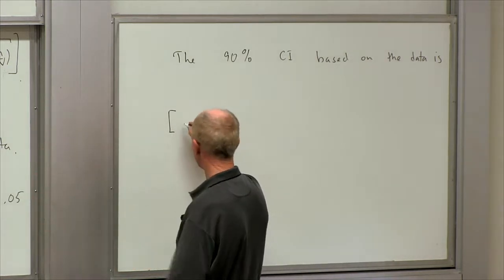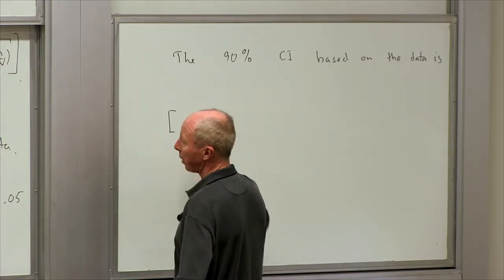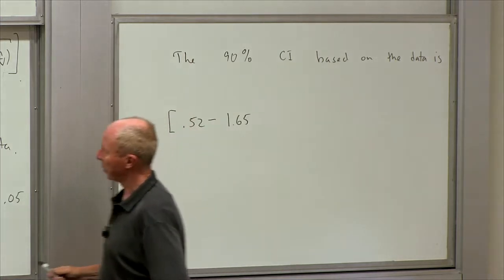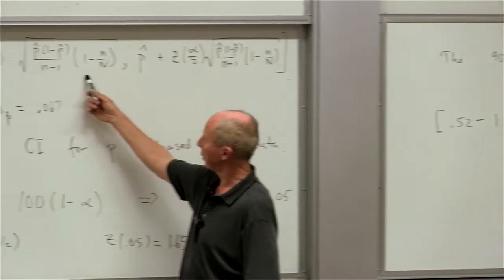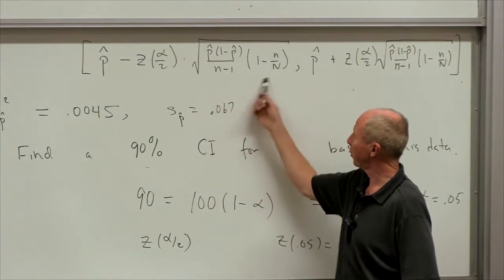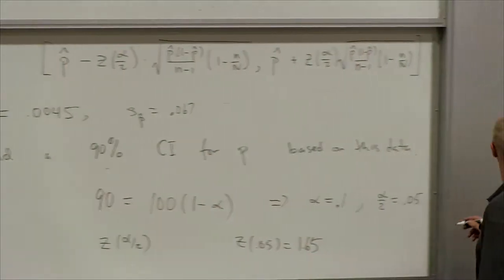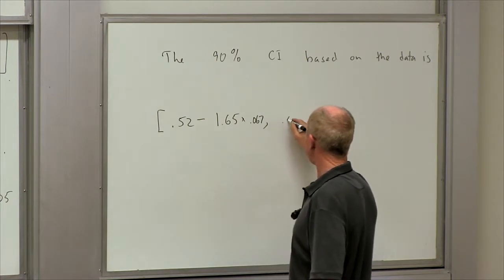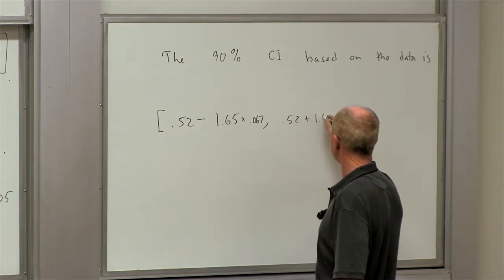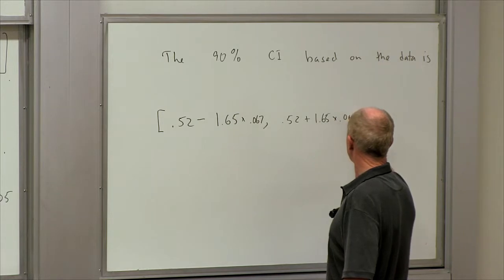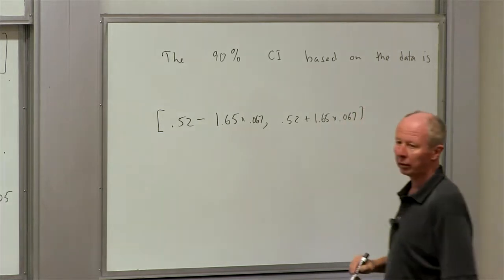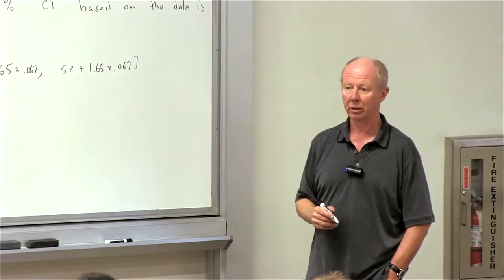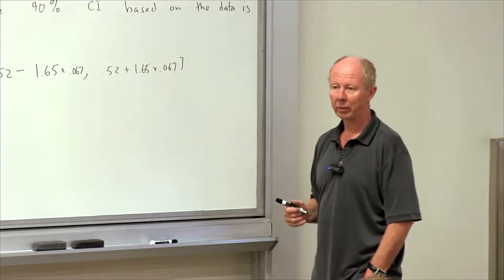Let's see, p hat we got was 0.52 minus 1.65 times, well, we took the square root of this, right? This is S sub p hat, 0.067. And then 0.52 plus that number. Okay, I guess there's no point in computing these. You know how to put numbers in a calculator. But that's it. Okay.